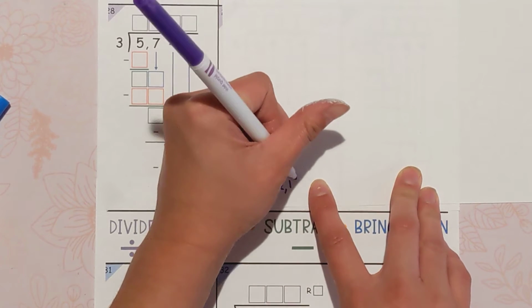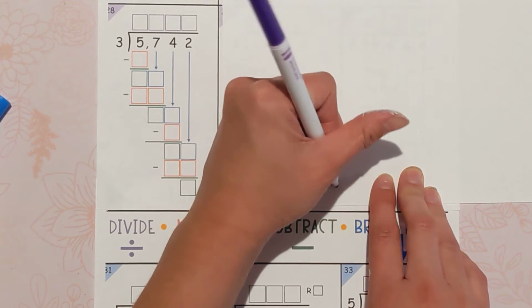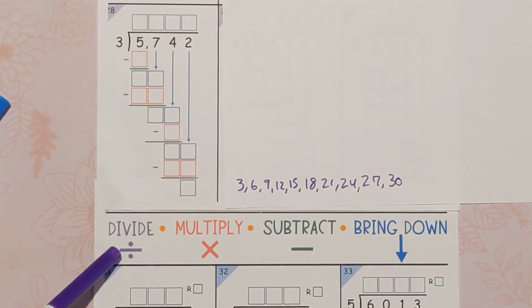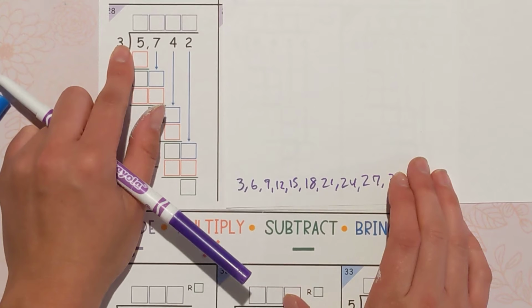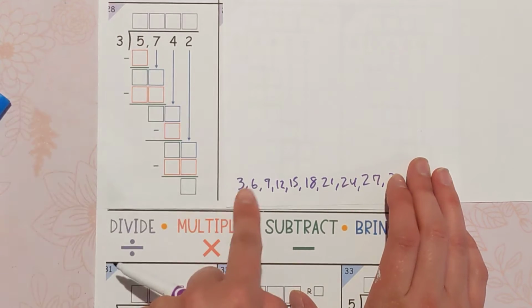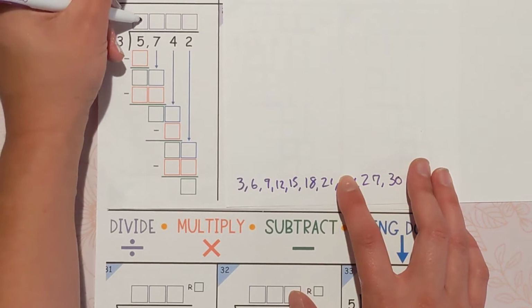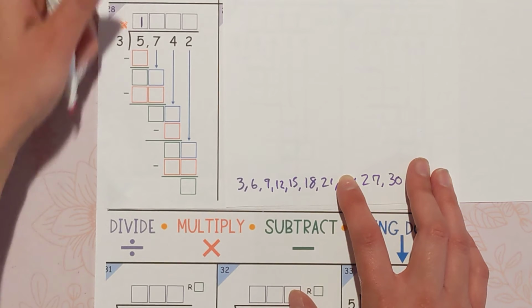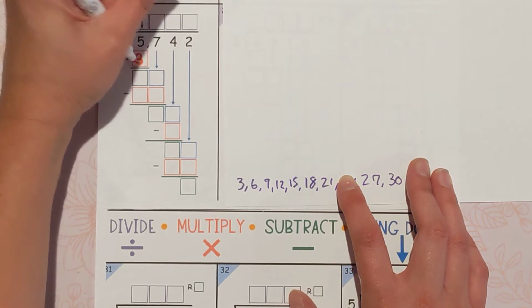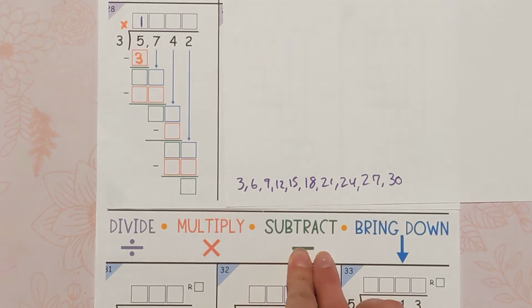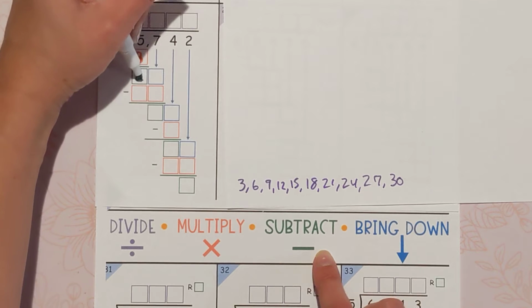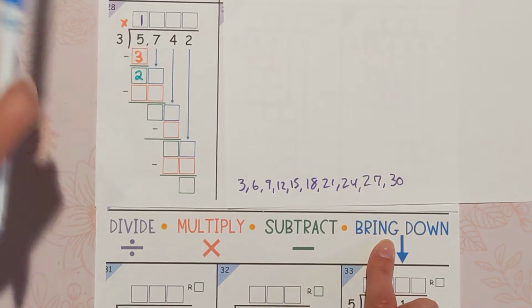Since 3 is the divisor, I'm writing out the multiples of 3. Okay, we're going to divide 5 divided by 3, or how many 3's fit into 5? Just 1. Now we're going to multiply that same 1 back with that 3. 1 times 3 is 3. Our next step is to subtract 5 minus 3, which is 2. Now we're going to bring down the 7.